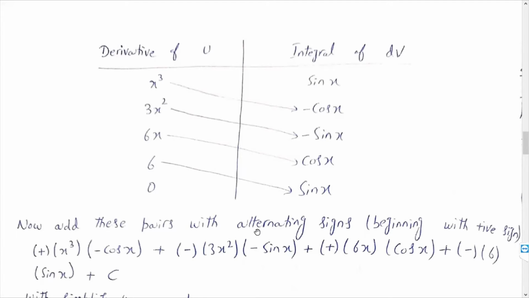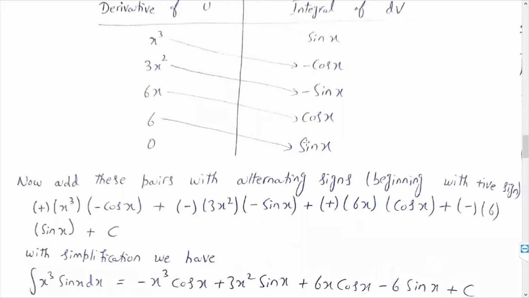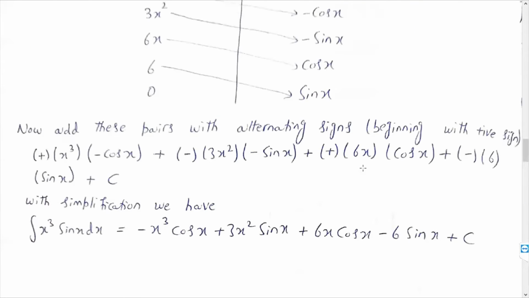Now after this, add these pairs with alternating sign beginning with positive sign. So the first pair is minus x cube cos x, then comes plus 3x square sine x, plus 6x cos x, minus 6 sine x, plus the constant of integration. So in this manner, you can do integration by parts many times, and it is much simpler to solve in this manner.